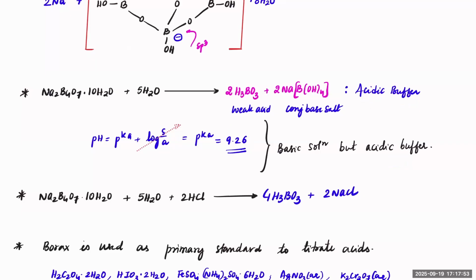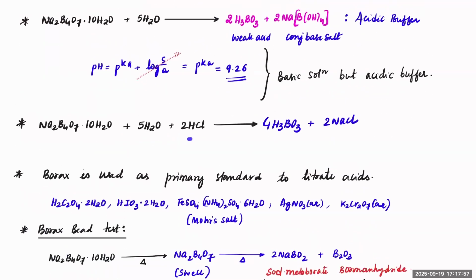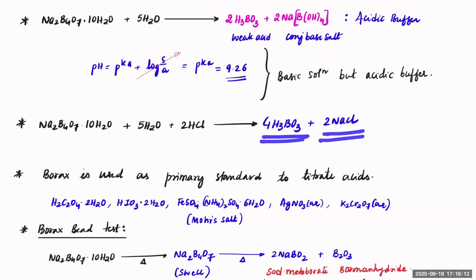Moreover, if I add water along with HCl, whatever conjugate base was formed will react and again convert back into boric acid. So this time you will have 4 moles of boric acid and NaCl.